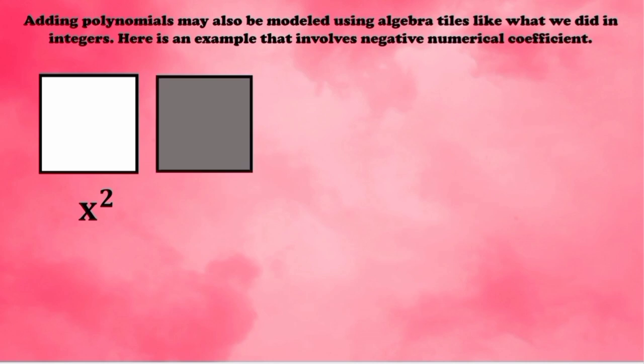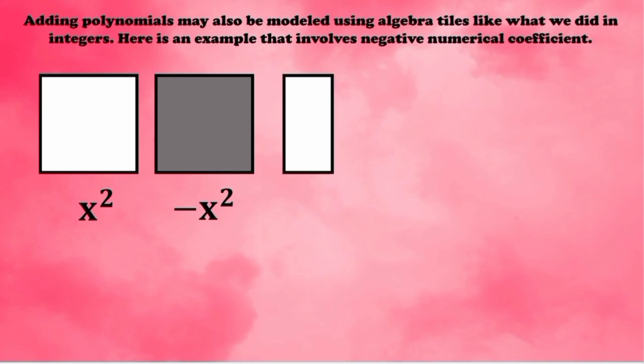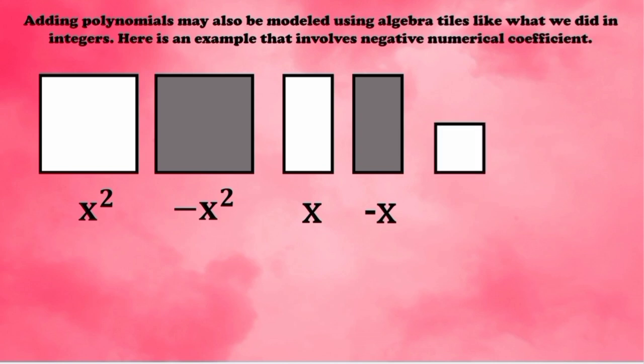Adding polynomials may also be modeled using algebra tiles, like what we did in integers. Here is an example that involves negative numerical coefficient. One big square to represent x squared. We have shaded big square to represent negative x squared. We use small rectangle to represent x. Then we use shaded rectangle to represent negative x. We use a small square to represent 1 and shaded small square to represent negative 1.